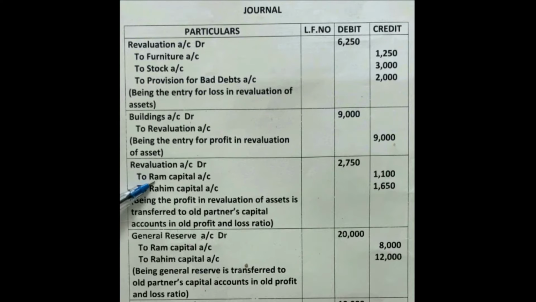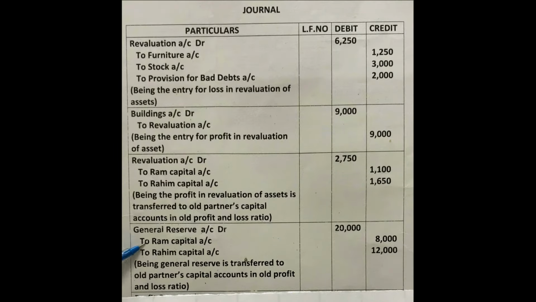Once you observe this third entry, in revaluation of assets, there is a profit. To transfer that profit to old partners' capital accounts, we debited the revaluation account and credited the capital accounts of old partners. In the same way, to transfer the general reserve amount to old partners' capital accounts, in the place of revaluation account, we should debit general reserve account and credit old partners' capital accounts. General reserve account debit to Ram capital, to Rahim capital.